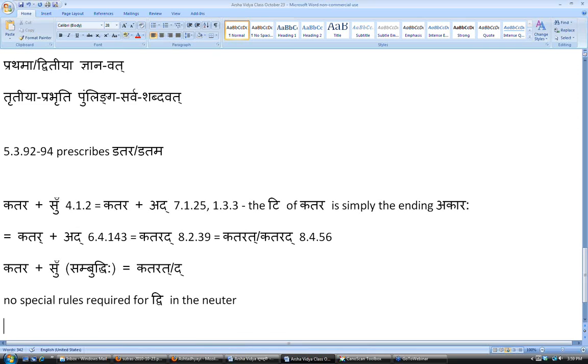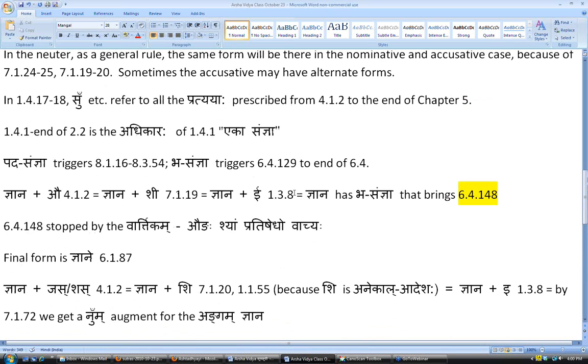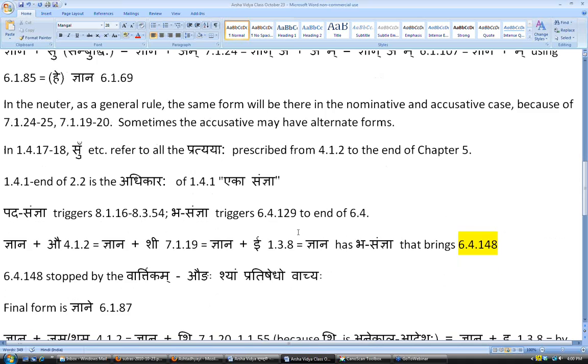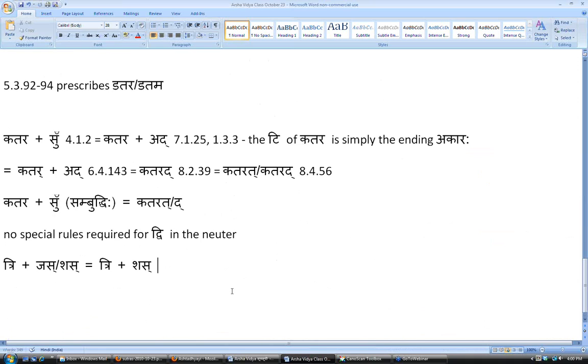So if we just take the Prajabadikam 3, because this is also Nitya Dvivachananta Shabdaha, we take jas or shas, then what we're going to get is again the shi which we saw. So we're going to get 3 plus shas, which we just saw right now. 3 plus shas, 7, 120, 1, 155. So basically no new rules. 1, 155, Anekashi Sarvasya.